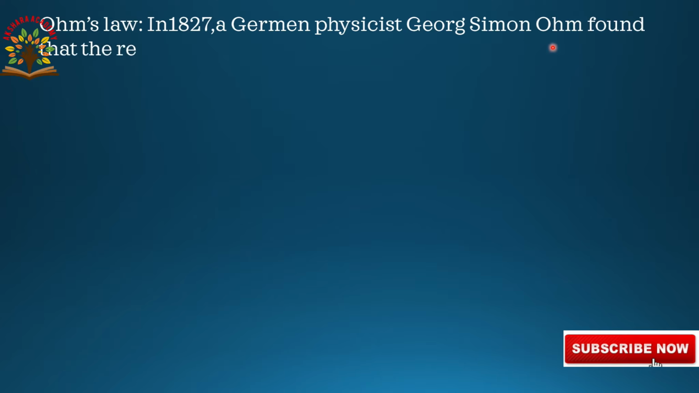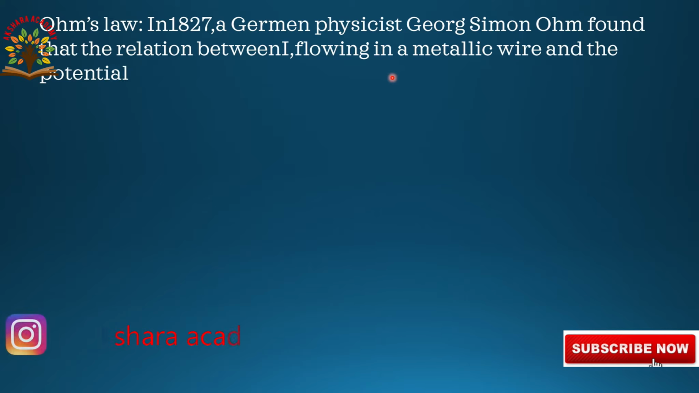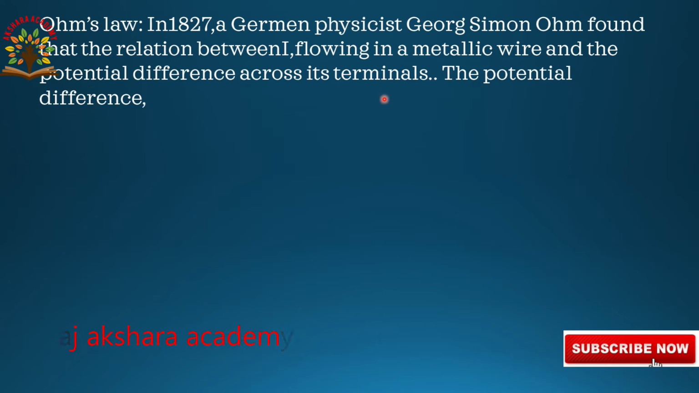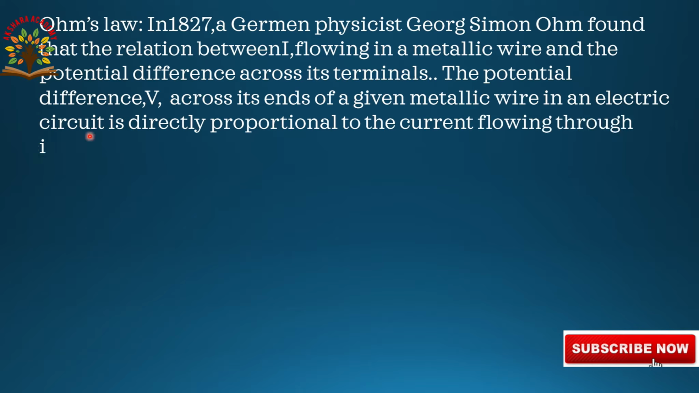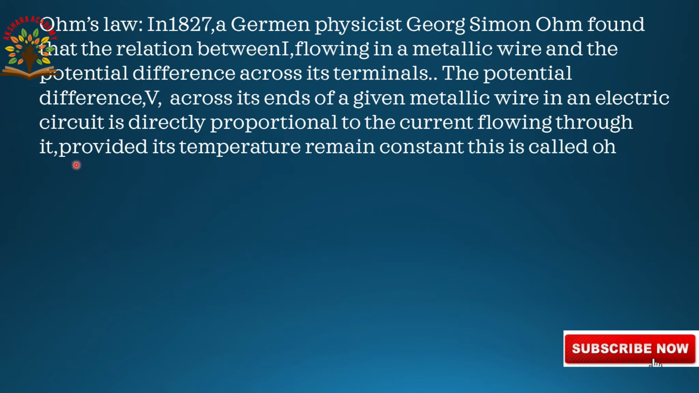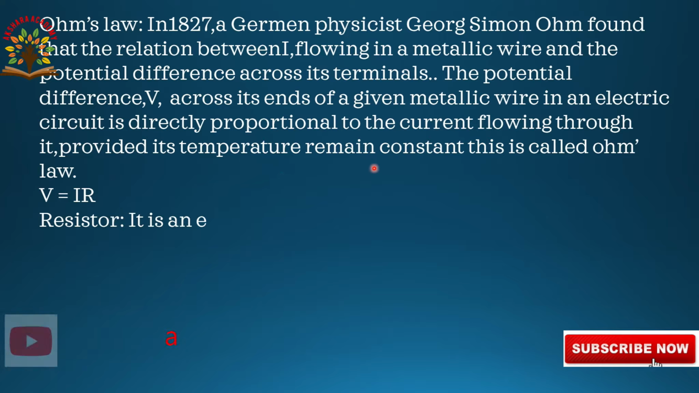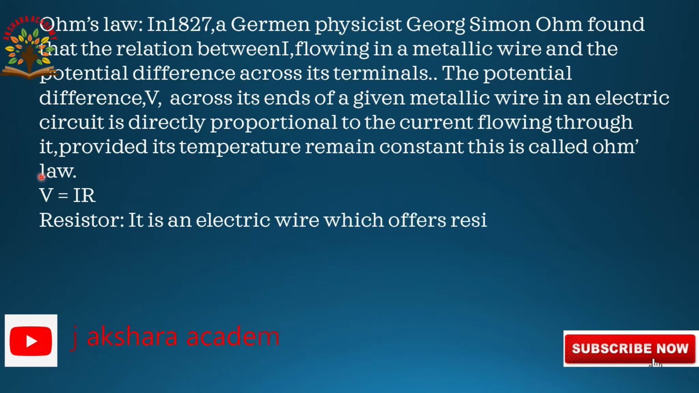Let us go to today's session, Ohm's law. In 1827, a German physicist, Georg Simon Ohm, found the relation between the current I flowing in a metallic wire and the potential difference across its terminals. Here I represents current. The potential difference V across the ends of a given metallic wire in an electric circuit is directly proportional to the current flowing through it, provided its temperature remains constant. This is called Ohm's law.